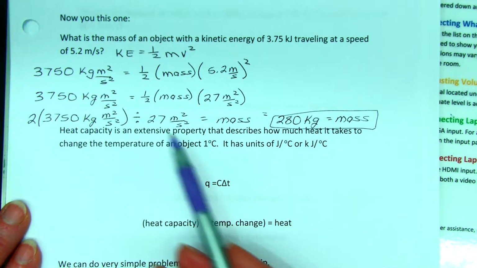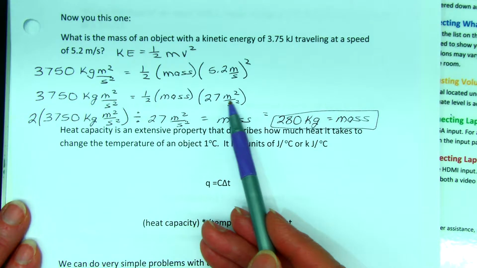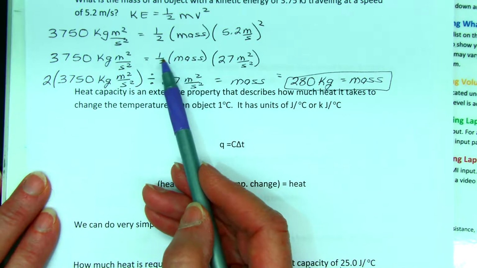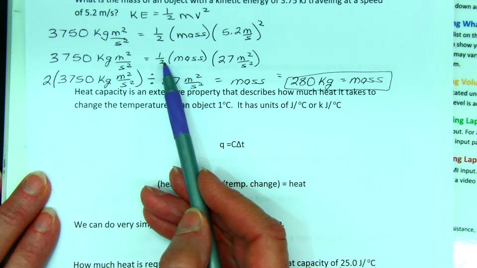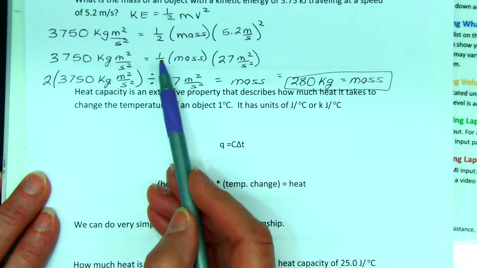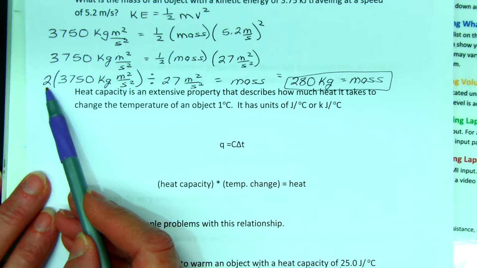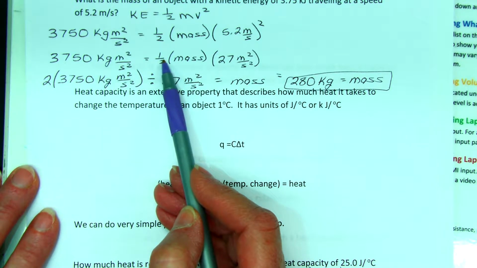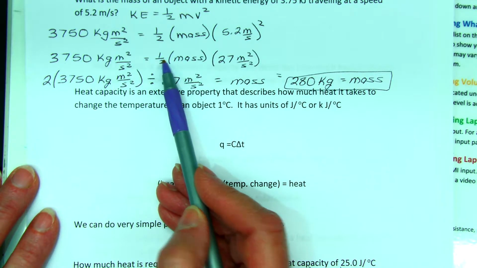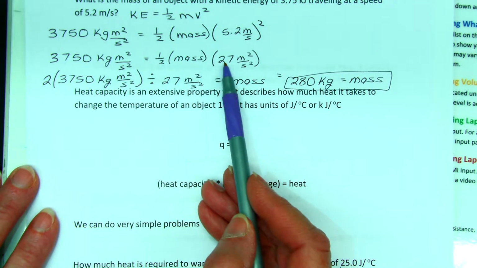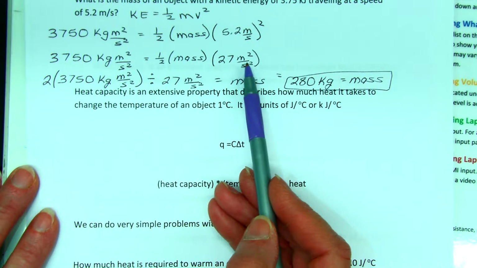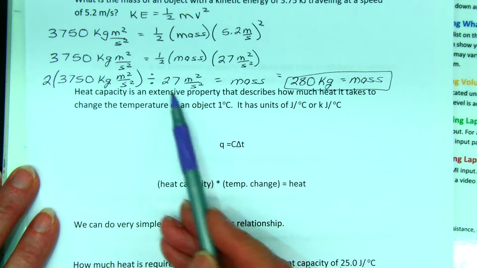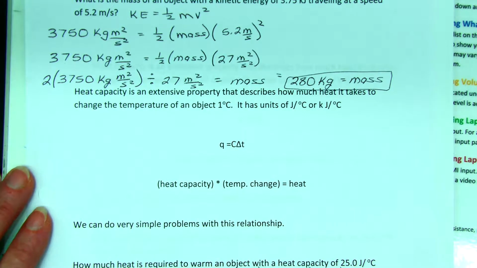So the first thing I did was to square this and get 27 meters squared per second squared. Then I am going to multiply this whole thing by 1/2, so I multiplied both sides by 2. So that's where my 2 came from. By multiplying this side by 2, multiplying this side by 2, I get rid of the 1/2, because 2 times 1/2 is 1. Then I have the mass times 27 meters squared per second squared, so I divided both sides by 27 meters squared per second squared. And I get the mass 280 kilograms.